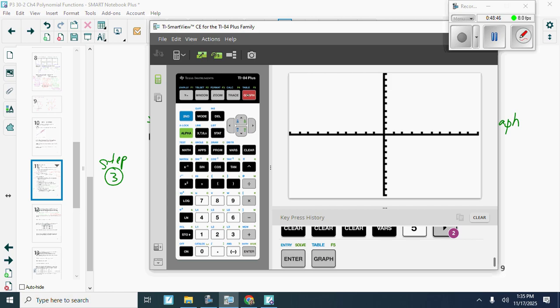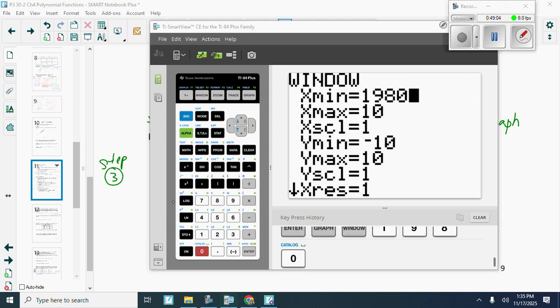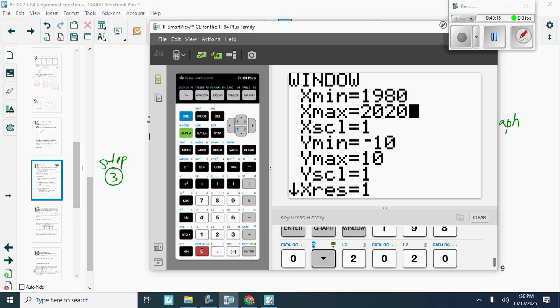So for your X, our data goes from like 1996. So let's just go down, be generous, let's say 1980, just to be a little bit generous. So if we do window, let's say our minimum is 1980, and our max on here is 2009, but they're probably going to want us to project into the future. So why don't we pick 2020 for our X max? You can always come back and adjust these if it's a little too generous.